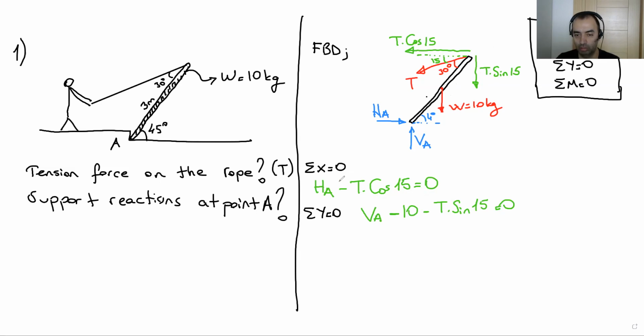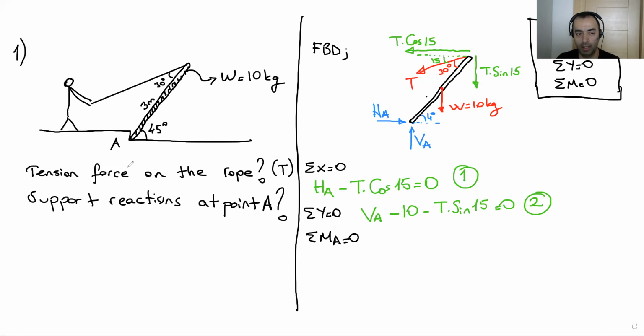I have one more equation here. Can I solve all these numbers? Not at the moment, so let's keep this. This is the first equation. This is the second equation I have. Let's write the third one: total MA equals 0.